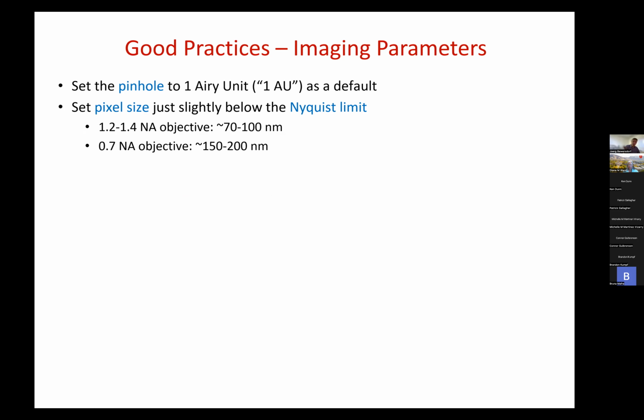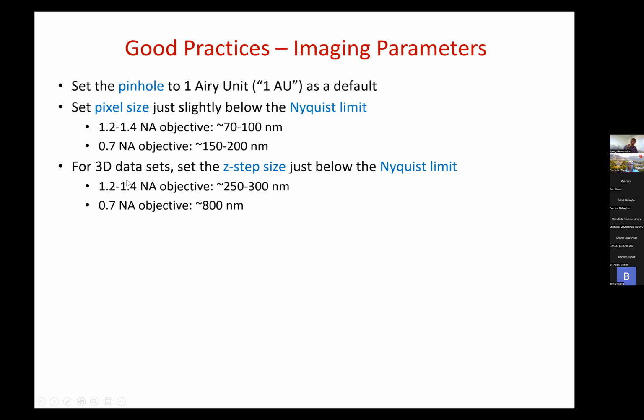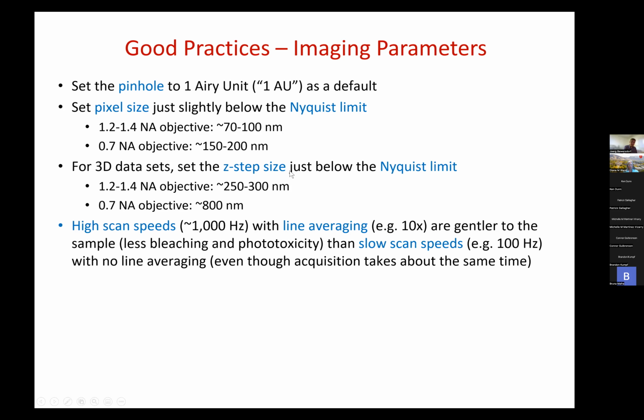And again, I refer to my lecture from 2 months ago. For a high numerical aperture objective, this typically means your pixel size should be of the order of 70 to 100 nanometers. For a medium range numerical aperture objective, the pixel size is probably more of the 200 nanometer range. You also need to set the Z-step size in the 3D stack to the Nyquist limit. And here are the values that I would recommend for the typical objectives there.